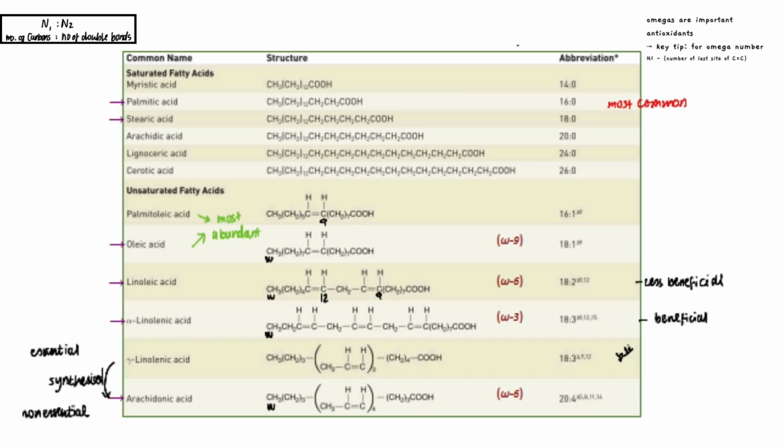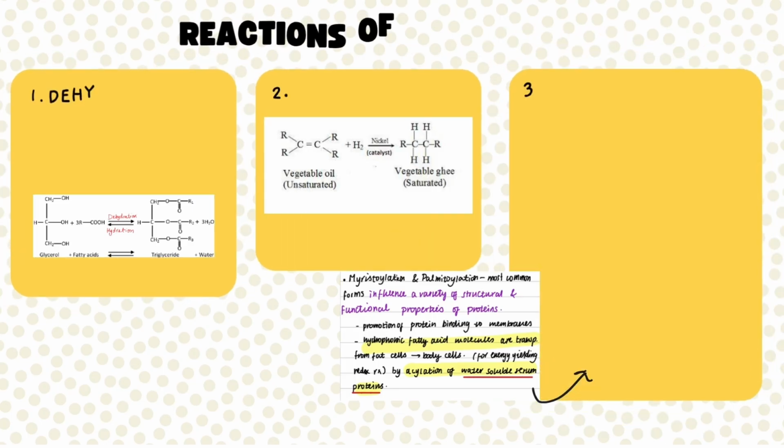Omegas are actually very important antioxidants in the body. And as I'm sure your doctors have emphasized, palmitoleic acid and oleic acid are the most abundant of the fatty acids in the body. Because omegas are important antioxidants, they prevent beta oxidation.